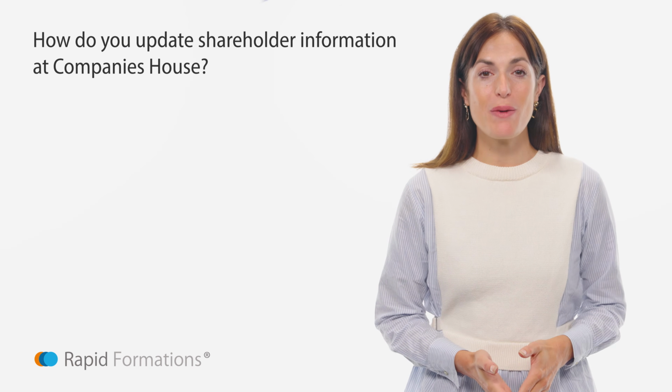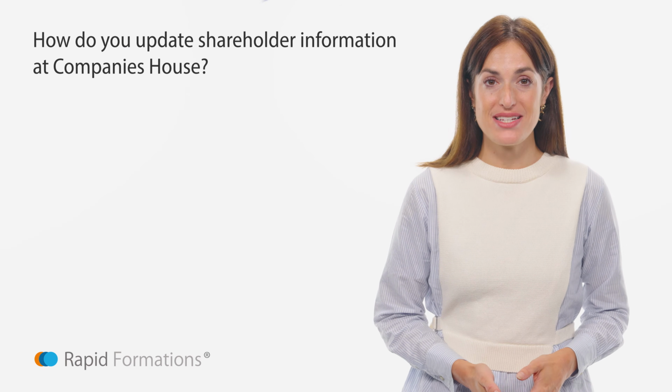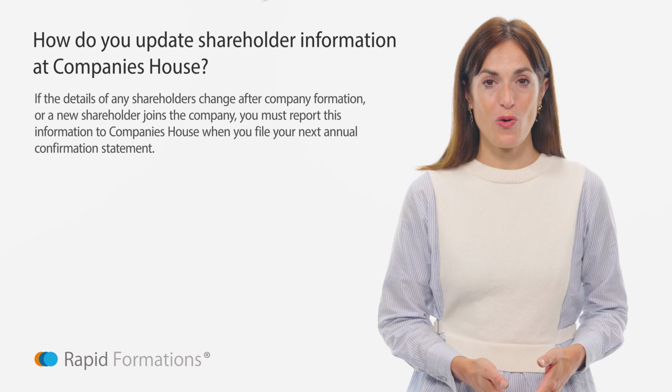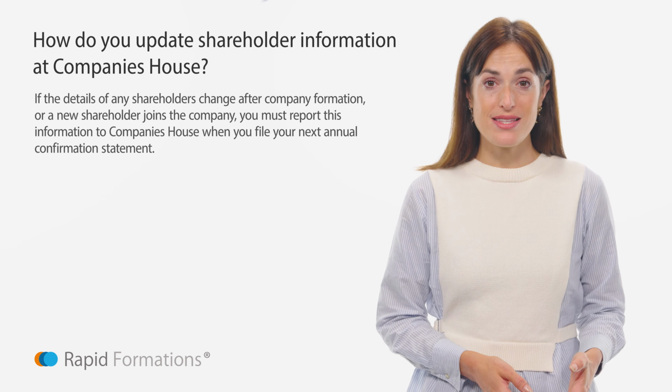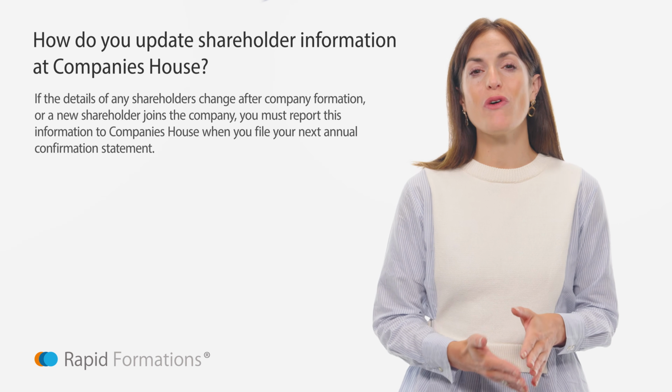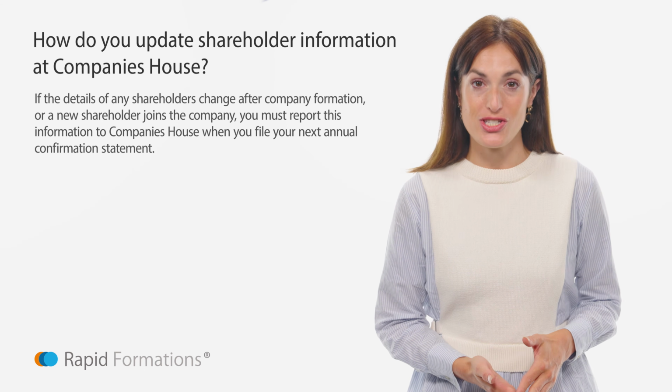So, how do you update shareholder information at Companies House? If the details of any shareholders change after company formation or a new shareholder joins the company, you must report this information to Companies House when you file your next annual confirmation statement.